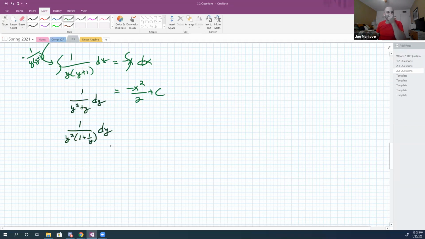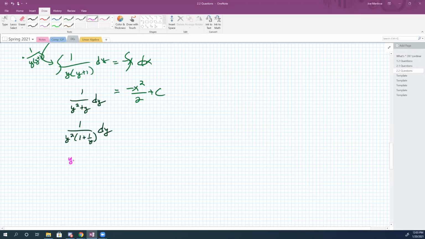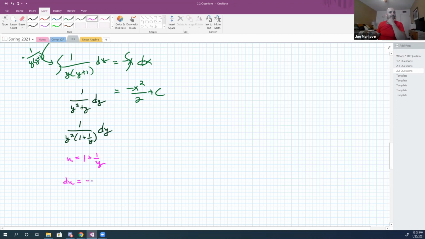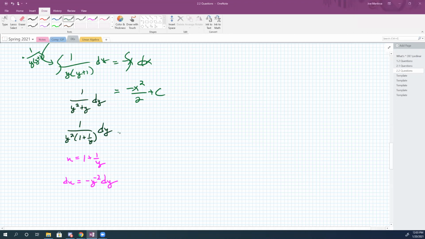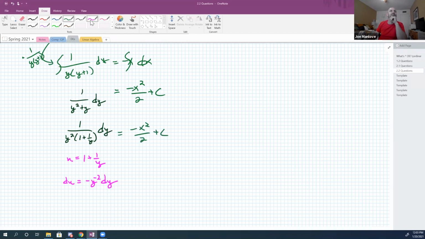Whatever. Okay, good. So then you're going to make the u substitution. Yep. U is 1 plus 1 over y. And then du is minus y to the minus 2 dy. Then you can sub that into the original. So I have minus x squared over 2 plus a constant over there. And then that and that with a minus sign. Oh, I guess I forgot a squiggle there.